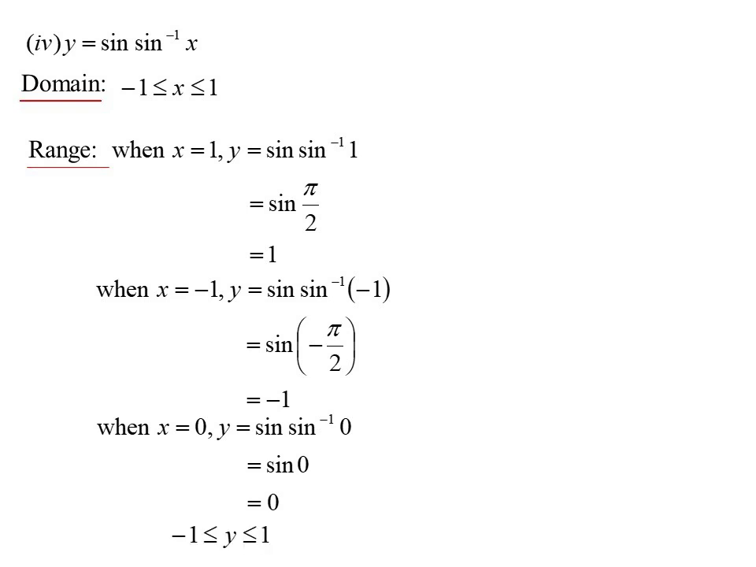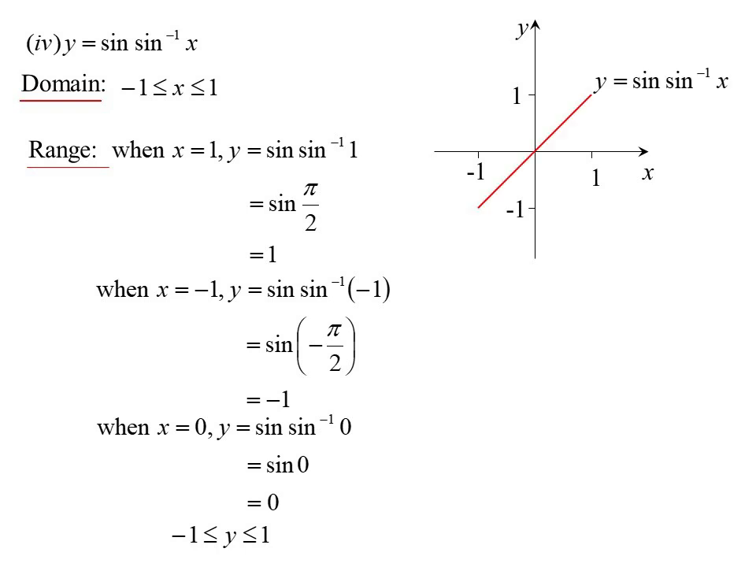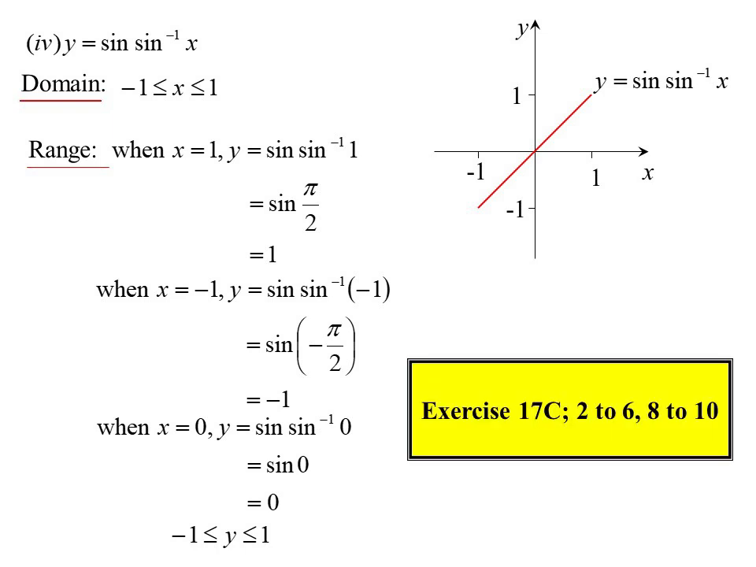So let's draw our picture. There we go, mark off the ones and the minus ones. Again, we've got the line y equals x, but it just stops. It doesn't keep going. So that's the difference between the inverse sine of sine x and the sine of the inverse sine of x. That shall do us.